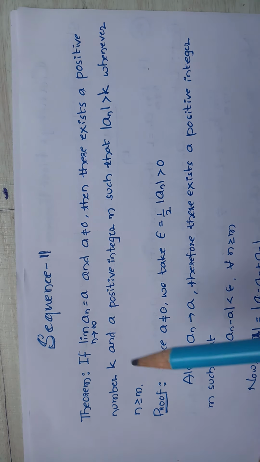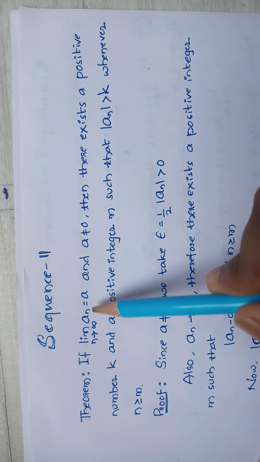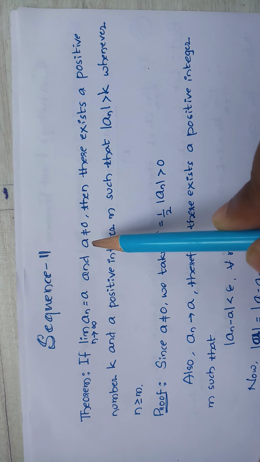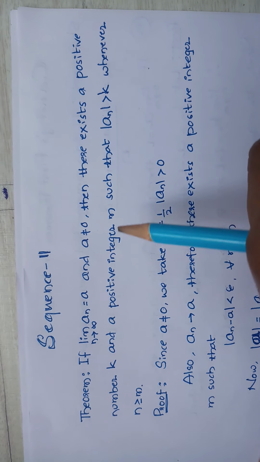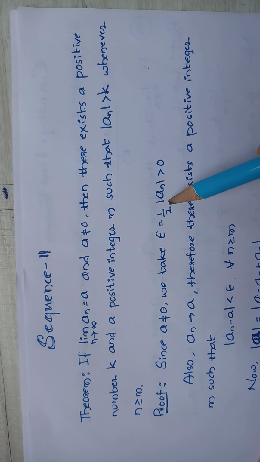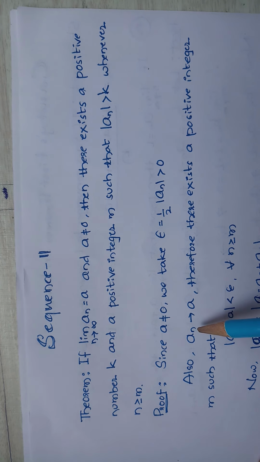So here we use the given data, that is limit n tends to infinity a_n is equal to a, and a should not be equal to 0. Here k and m are positive integers. Okay, so the proof for this is, since a is not equal to 0, we take epsilon is equal to half of modulus of a, and that should be strictly greater than 0. Then here a_n tends to a.